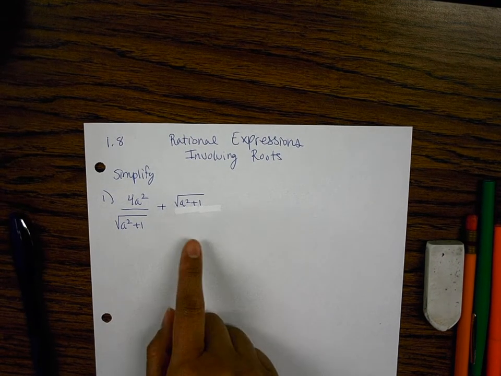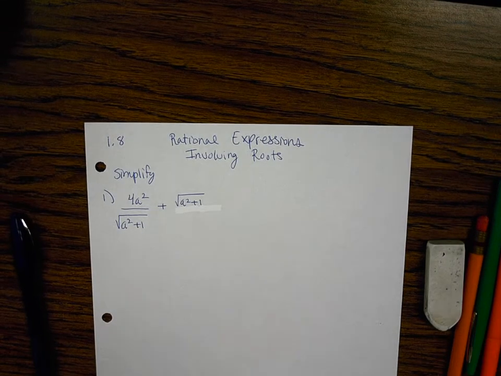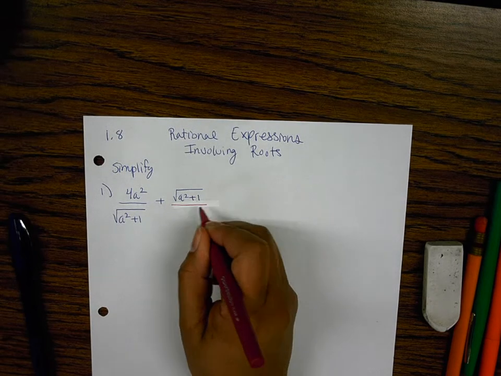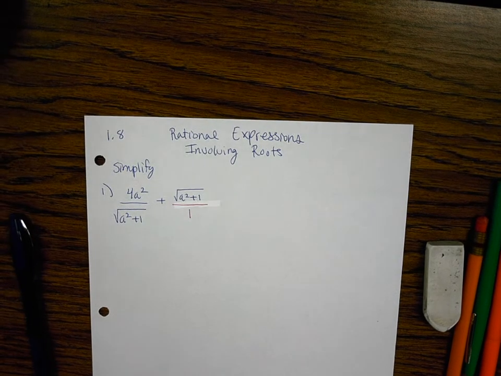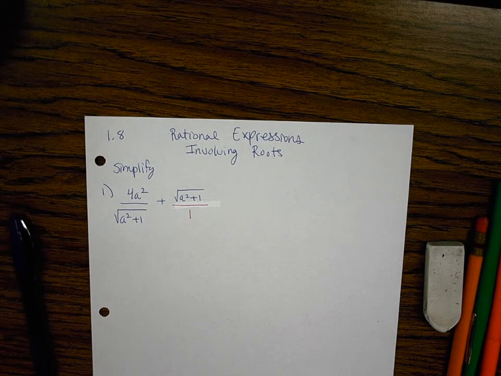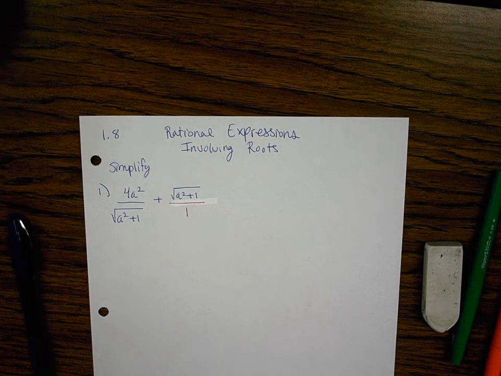I'm adding two fractions. In order to add two fractions, I need to find a common denominator, and it is asking us to simplify here. So I'm going to make it a fraction by putting it over 1. This is not a complex fraction. I repeat, this is not a complex fraction, meaning I'm not clearing out my denominators. I'm going to rewrite it using a common denominator.